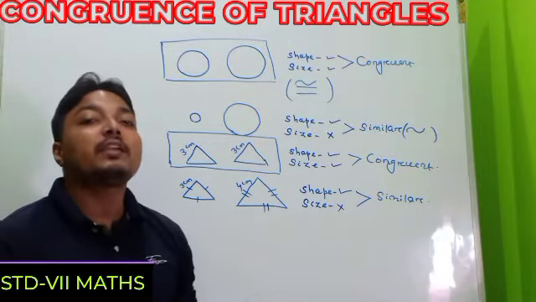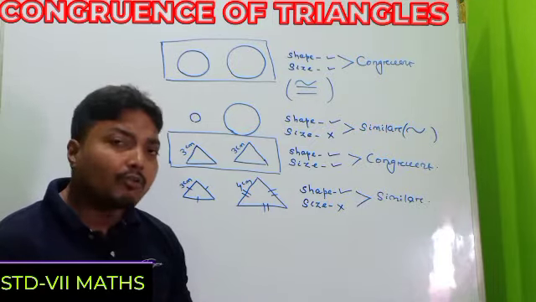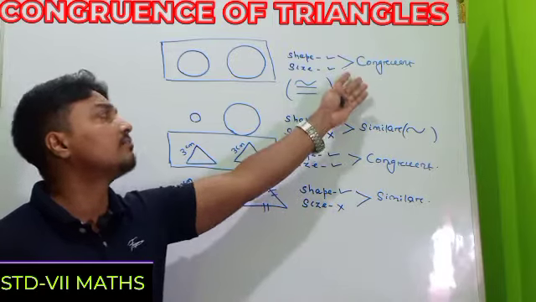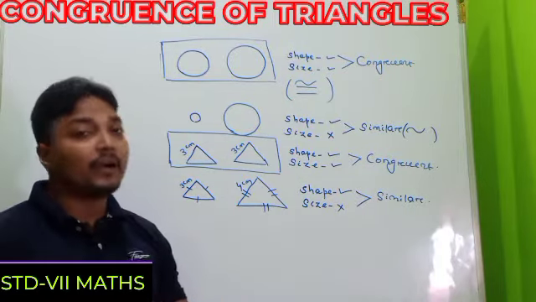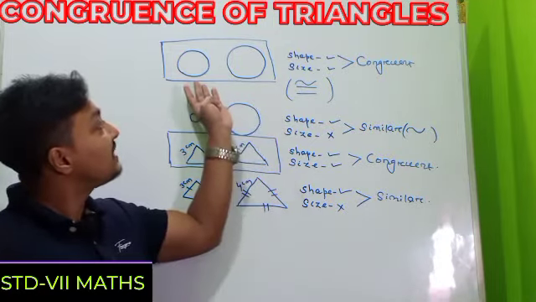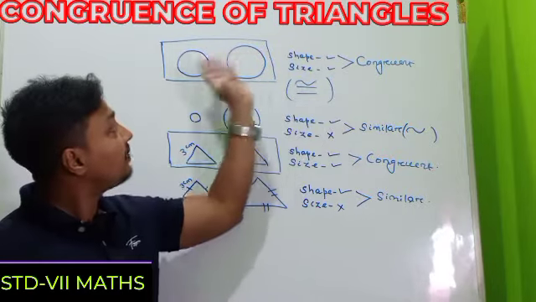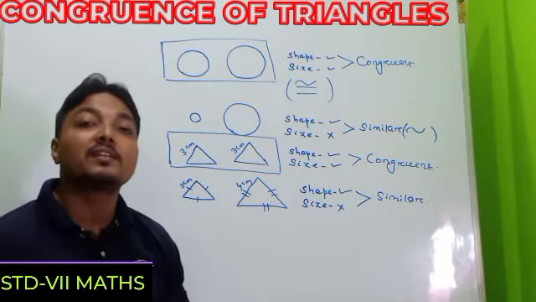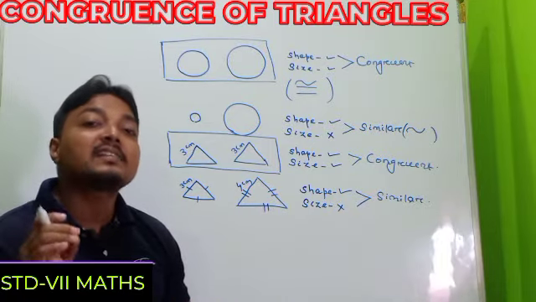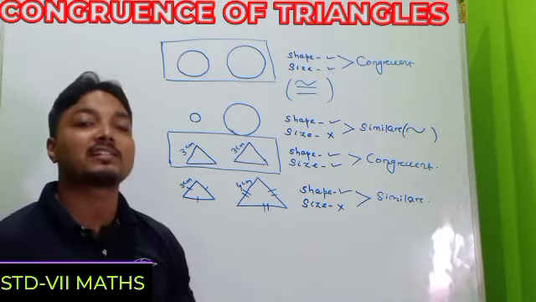Now I want to tell you the meaning of congruence. As the chapter name is congruence of triangles, and we have already got the knowledge of congruent. Remember the relationship: the congruent relation of two figures, or more than two figures, is called congruence. The name of the relationship is called congruence.